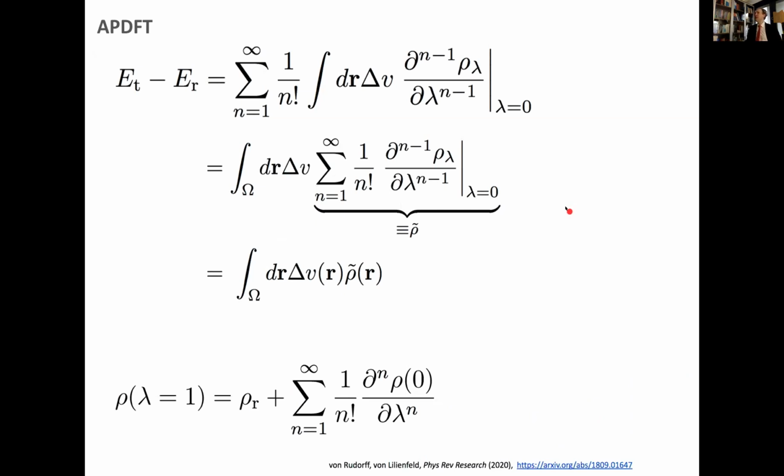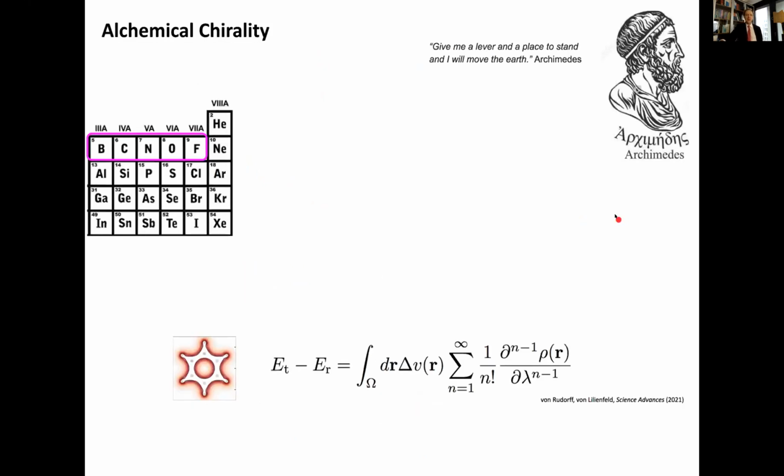Now I'd like to come to the last subchapter in today's lecture, which is the alchemical chirality. And this is related to these dopant benzene molecules having a similar energy in our normal mode expansion. So what you see here in our energy difference are these perturbations in the electron density. And we can look at these cases where to second order we had degenerate estimates, right?